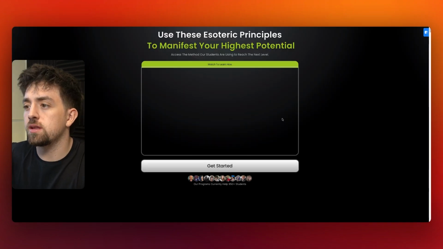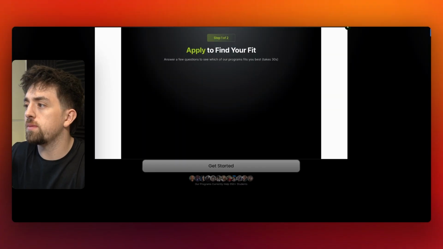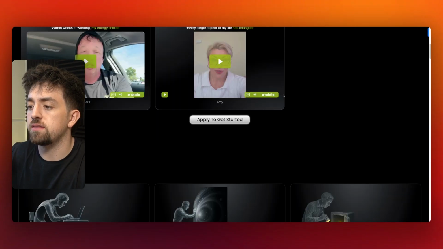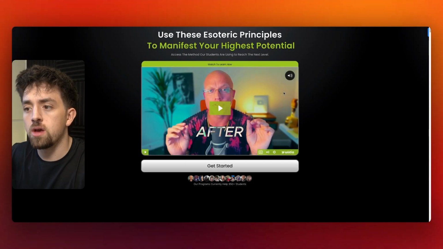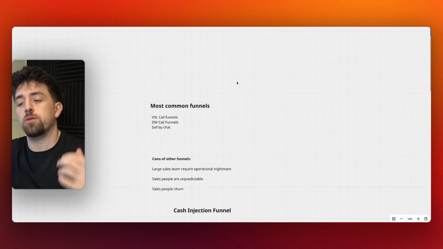And it can look something like this, where we have a video, an application form that comes up, a headline, and then testimonials and so on and so forth below. So this is a VSL funnel, right? Very, very common funnel, probably the most common funnel.